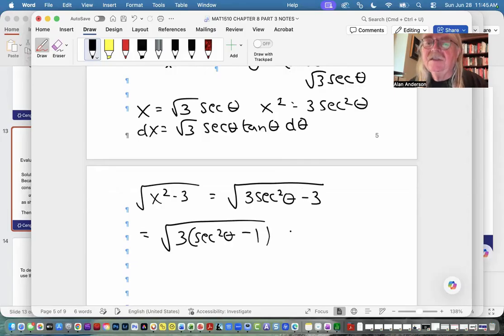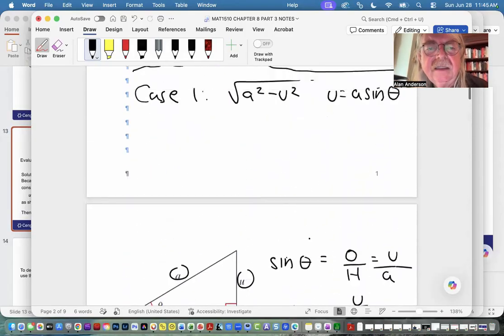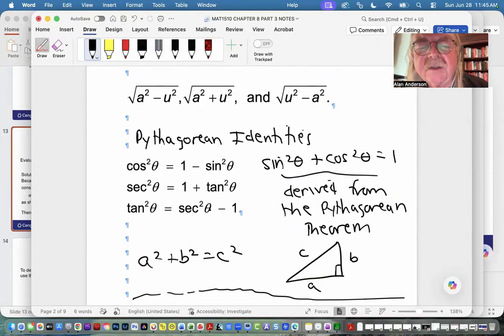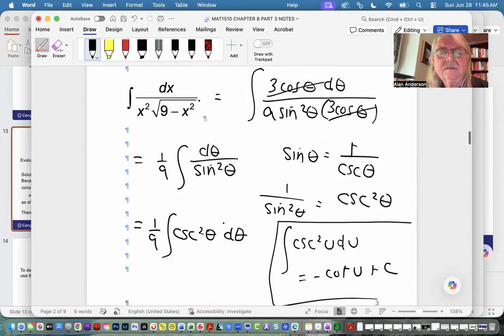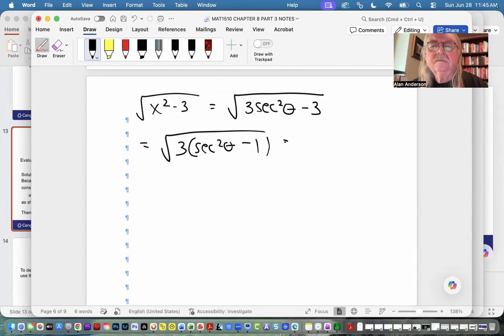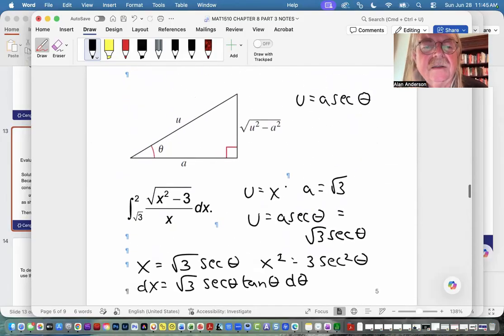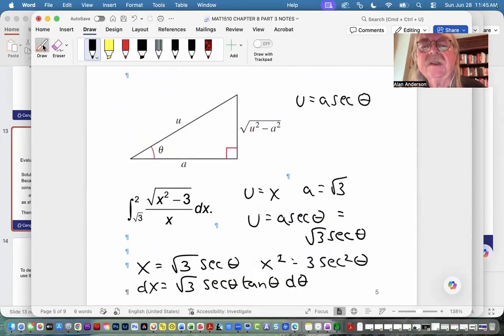And whenever you see something like this, your immediate suspicion should be, are we using one of the Pythagorean identities? Let's scroll up and find out. And of course we are. Secant squared theta minus 1 is tangent squared theta. So we now have all the substitutions we need. Oh, one thing we do need. Oh, yeah, we got to do something about the limits of integration because these are with respect to x.